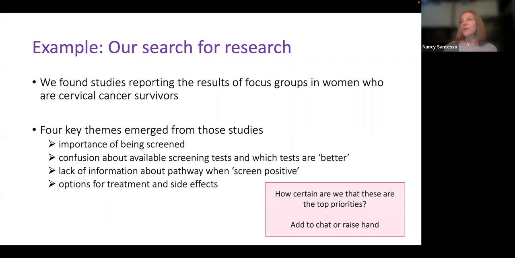The question is, so here we found this, we looked for it. How certain are we that these are the top priorities? How can we be certain? We're going to take this information, we're going to feed it back to the guideline group and say, these were the themes that we found of the top priorities. There were focus groups done in women who were cervical cancer survivors. And should we say to the guideline group, this is what we found, this is what people find that is important, or we think that this is what people think is important? What do you think? How could we, should we give some indicator of certainty? What could we use to actually determine that?